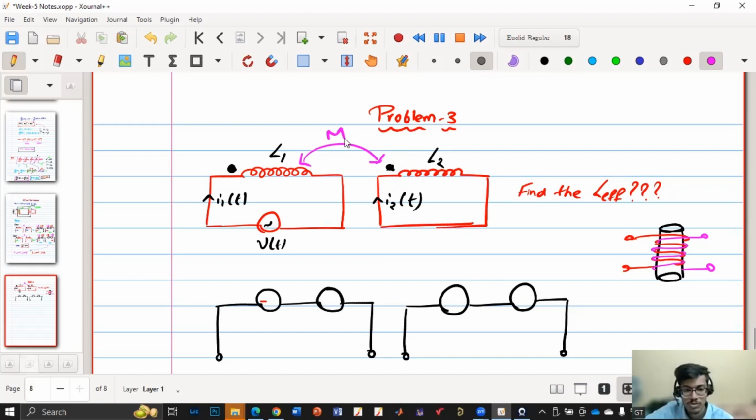And of course, the mutual inductance will also depend upon the degree of coupling, how coupled they are. The coupling can range from 0 to 1, so depending upon that, it will vary. Yeah, and yes, you are right.